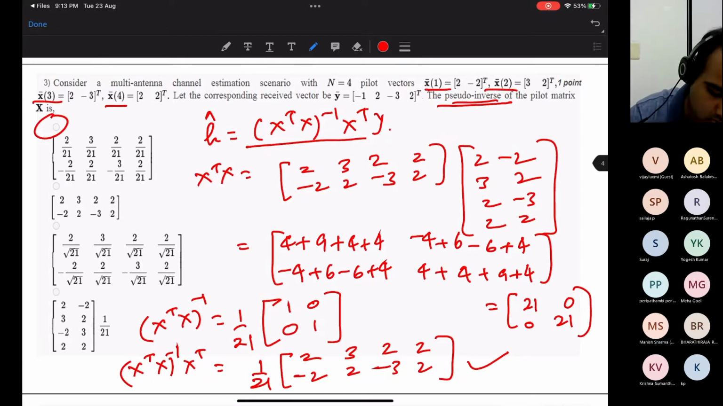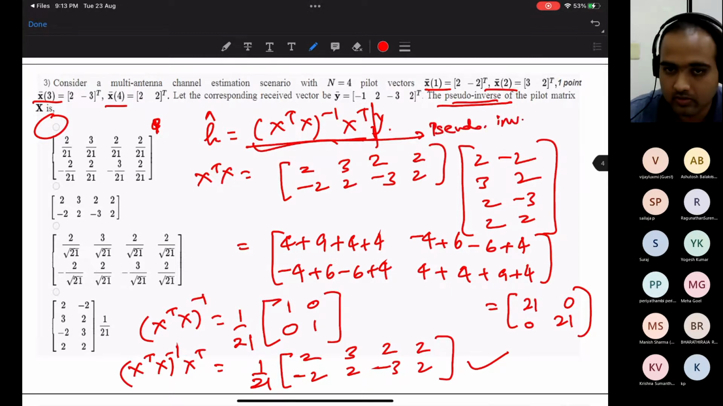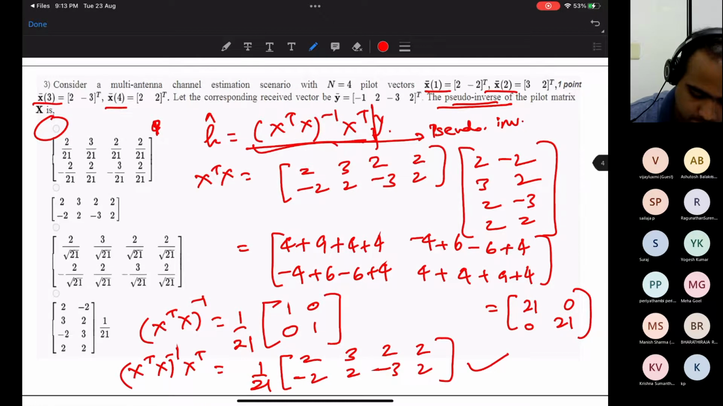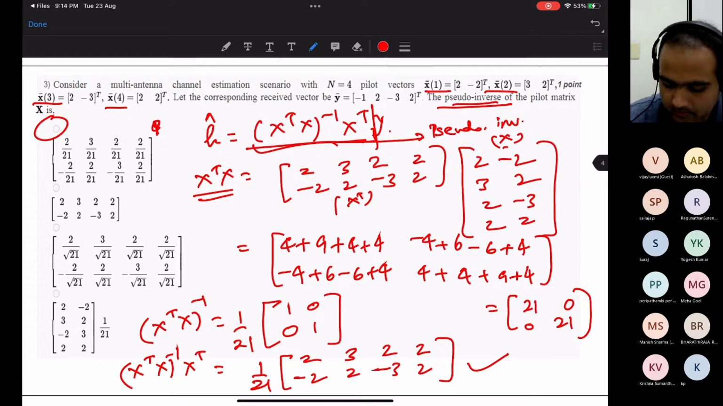So how do you compute a pseudo inverse? The pseudo inverse is this part, not the Y. It is X transpose X inverse into X transpose. So first we need to multiply X transpose into X. So what is X transpose? This is my X transpose matrix, and this is my X matrix.